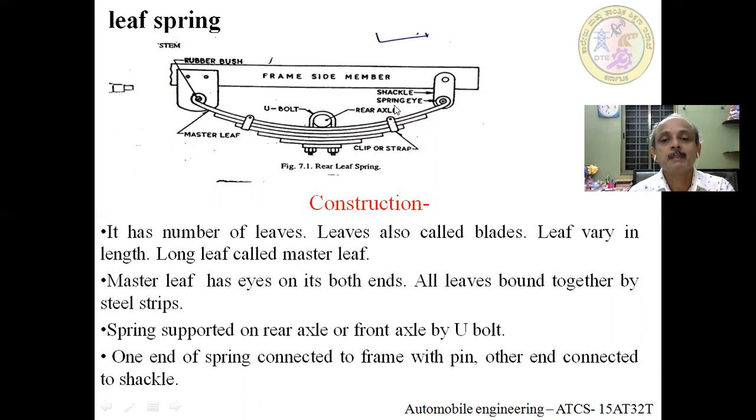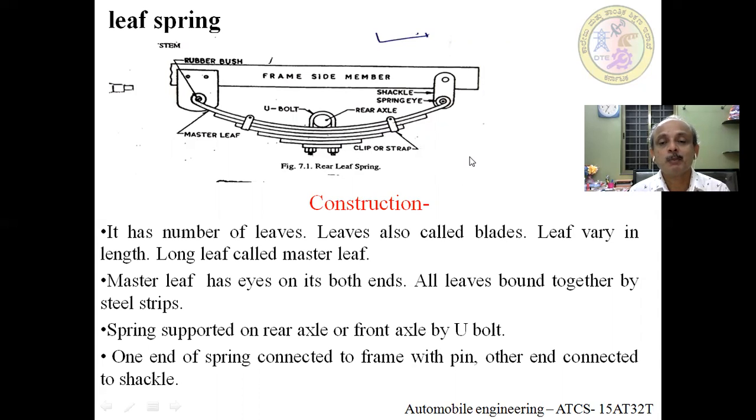The long leaf is also called master leaf. Master leaf has an eye on both of its ends. All leaves are bound together by steel strap or clip.